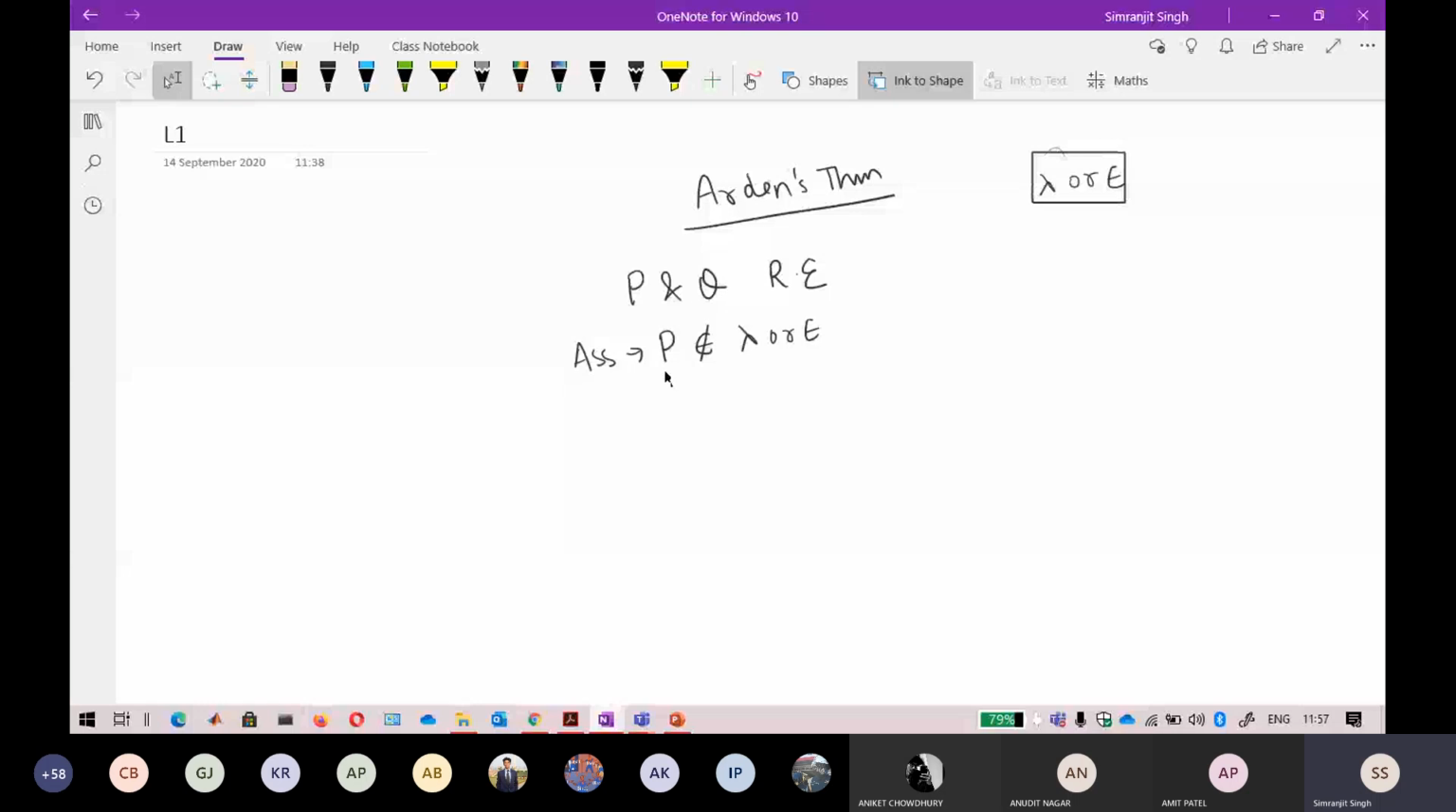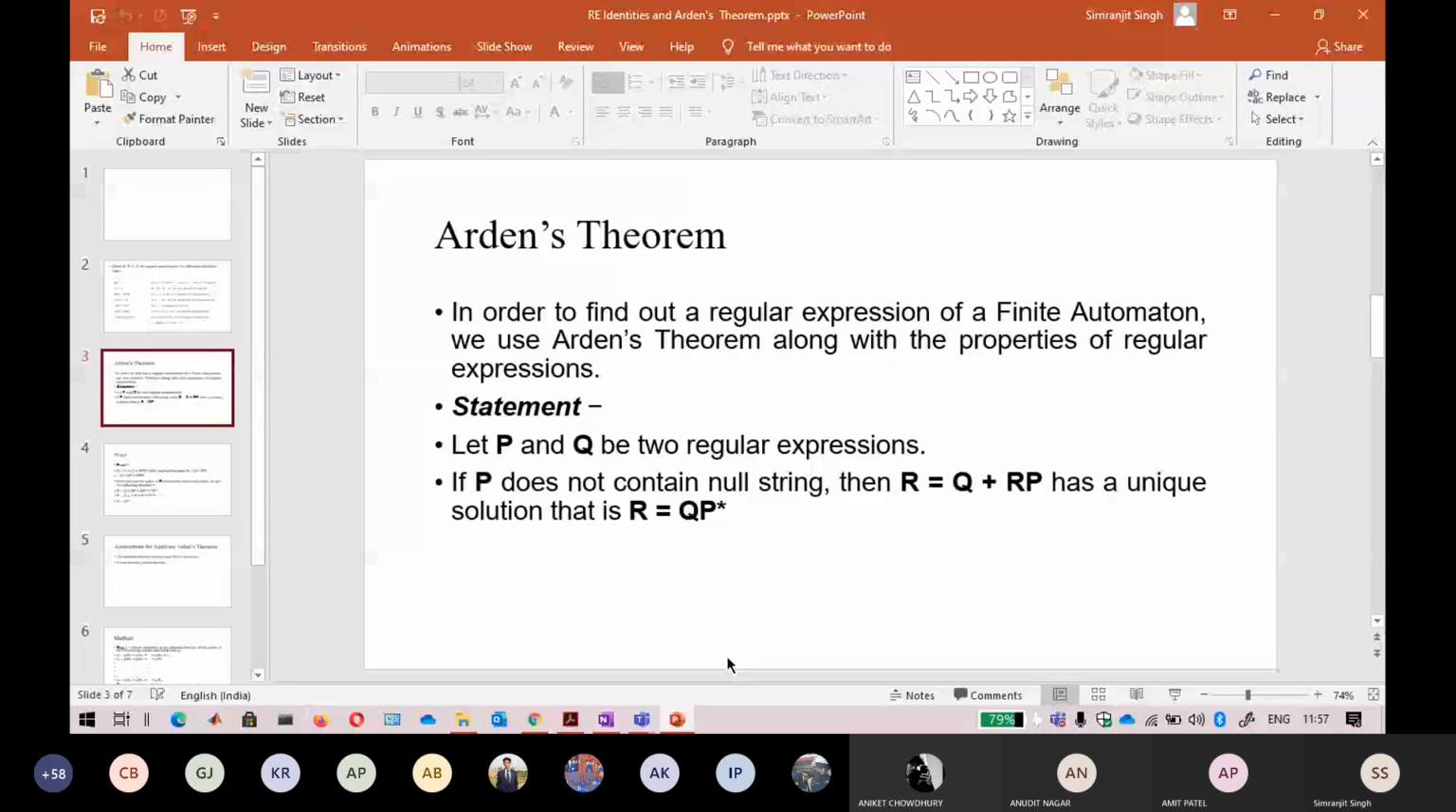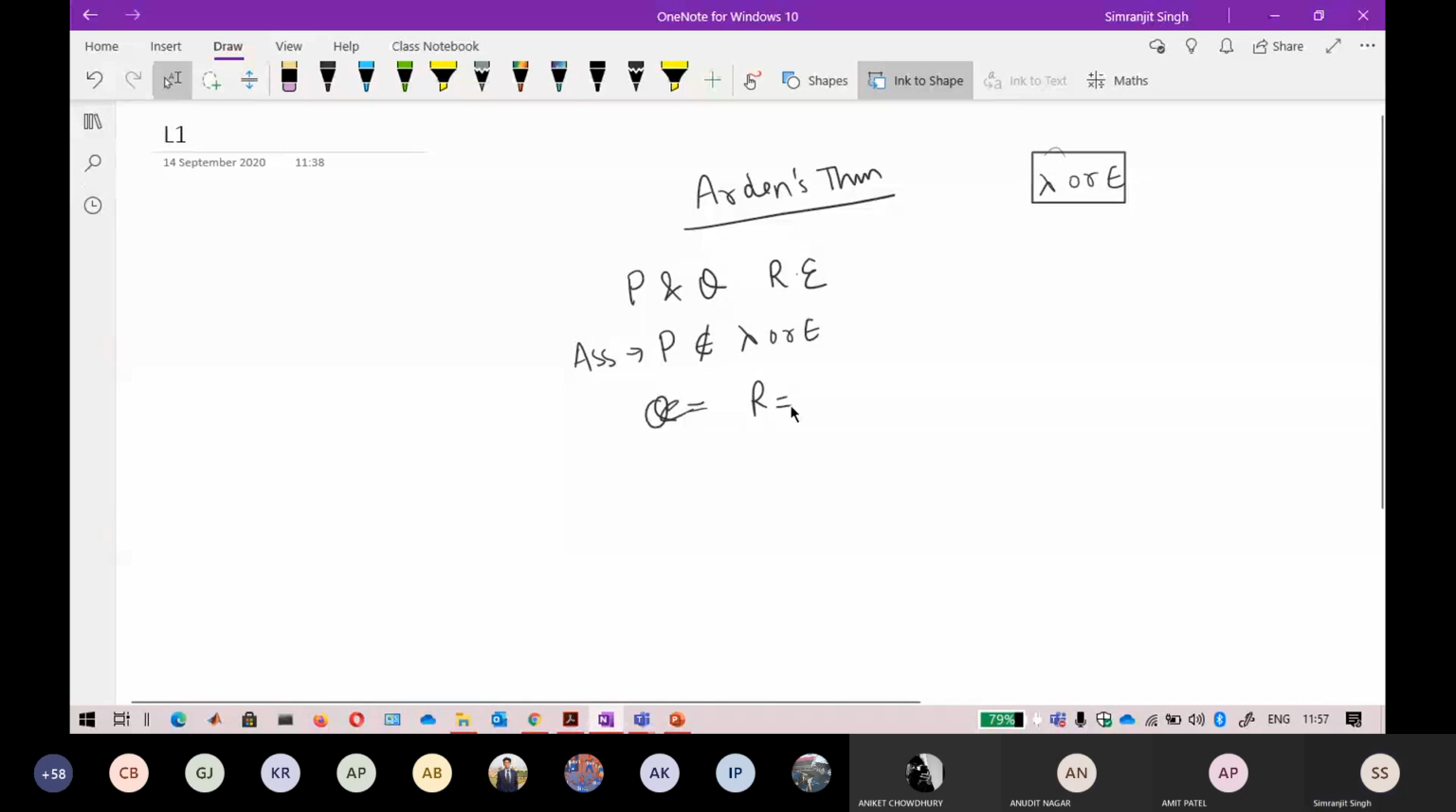So the theorem says if P does not belong to lambda, and the expression is written like this, R equals Q plus RP, then the solution of it can be minimized to R equals QP star. Okay, so how is it possible?